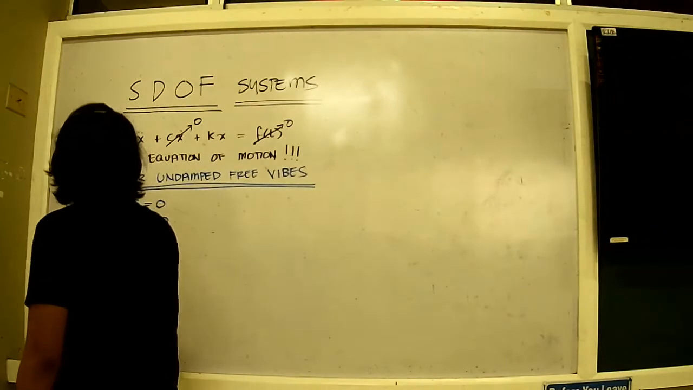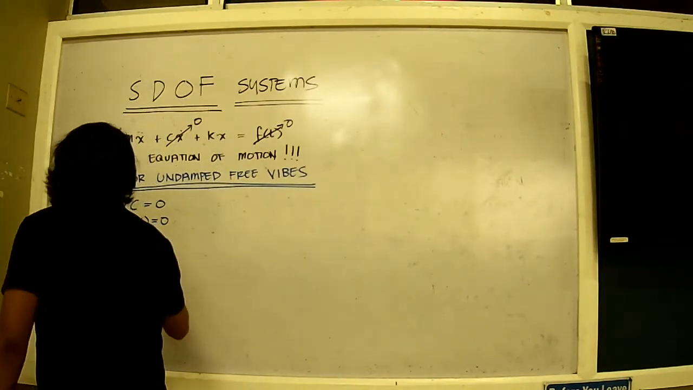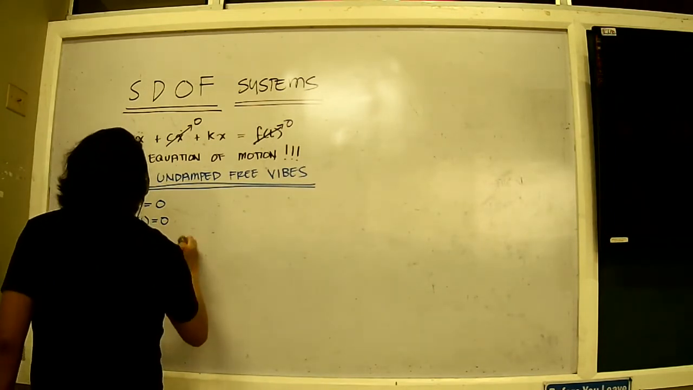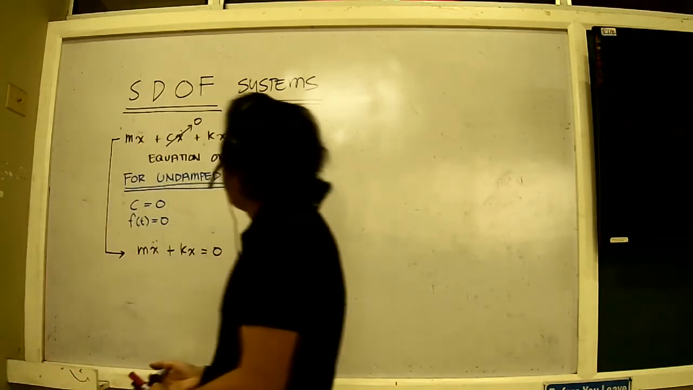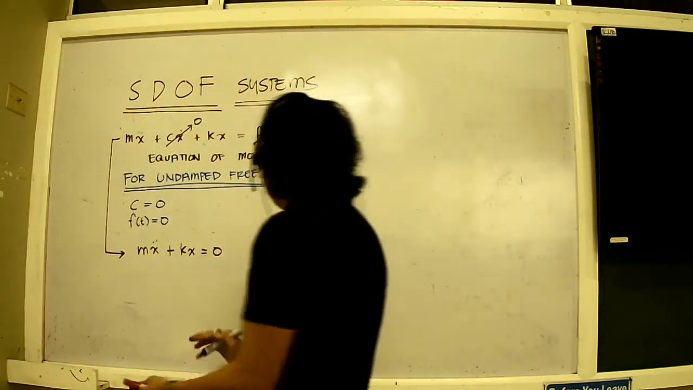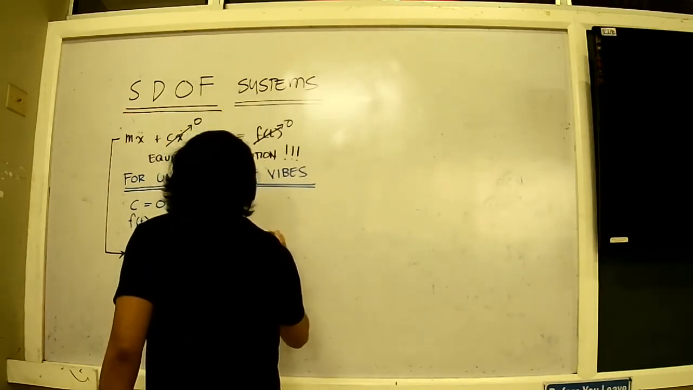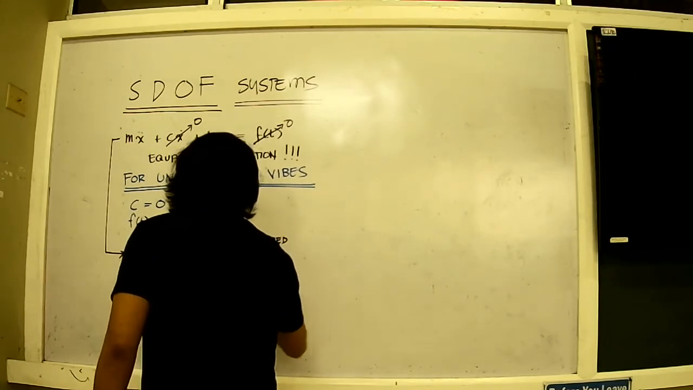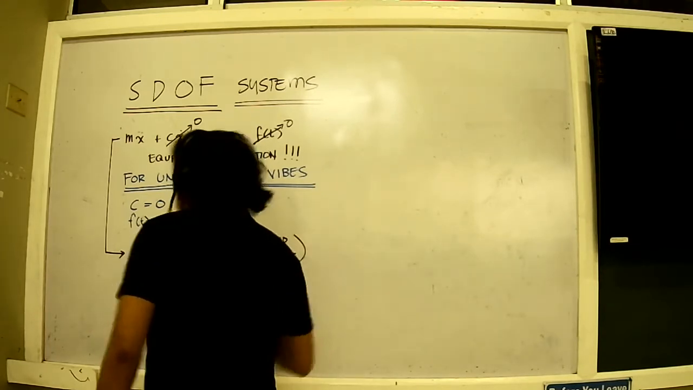we bring this down. Rewriting this, it will just become m x double prime plus k x is equal to 0. Okay? This is for undamped free vibration. Okay?